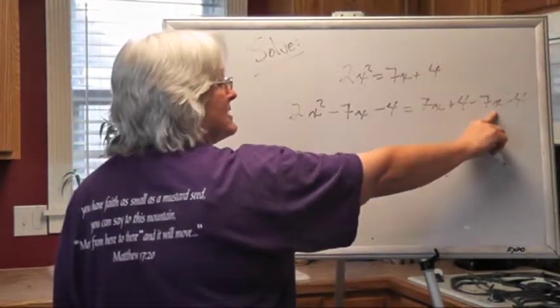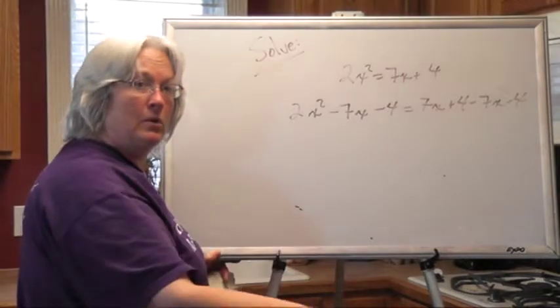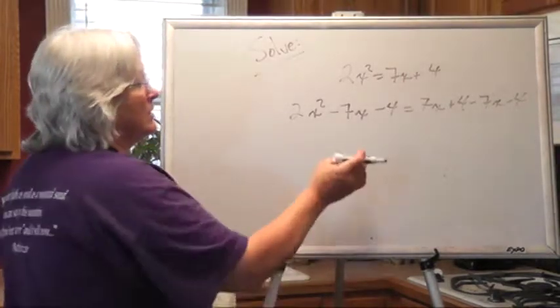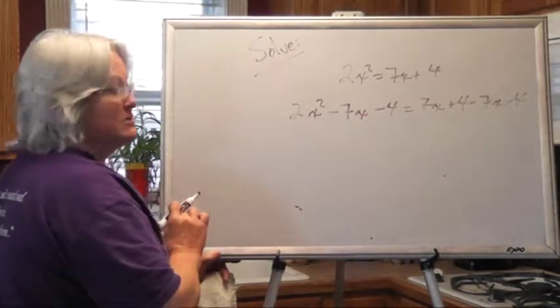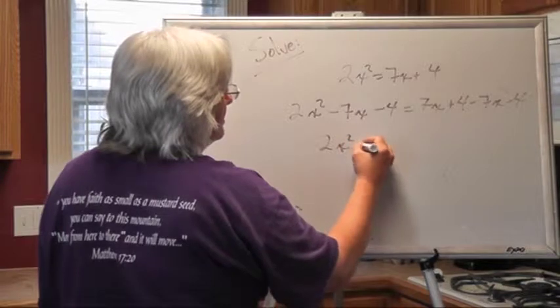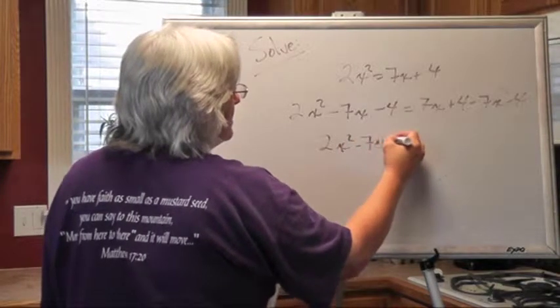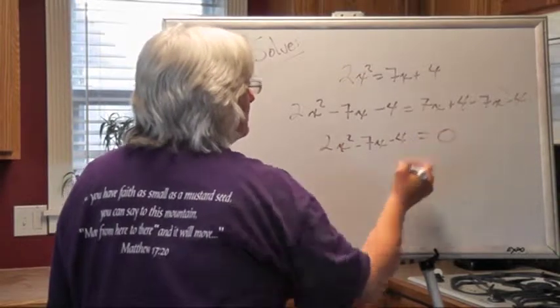We subtract 7x and we subtract a 4. The equation's out of balance towards the right. So we subtract 7x and we subtract 4 from both sides of the equation. You have 2x squared minus 7x minus 4 is equal to 0.